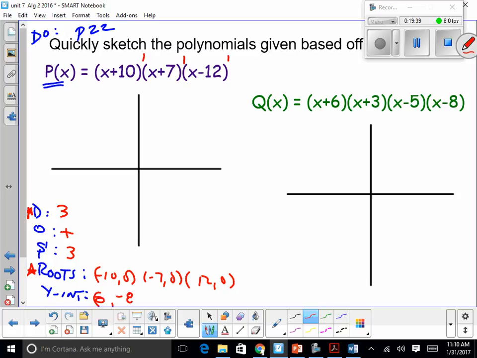Let's see if we can do this. Some random points. Where are they? Negative 10, negative 7, and 12. Just a rough sketch. Here's how it begins: you start low and go through negative 10. Swing down, hit negative 7. Go through the negative 840.